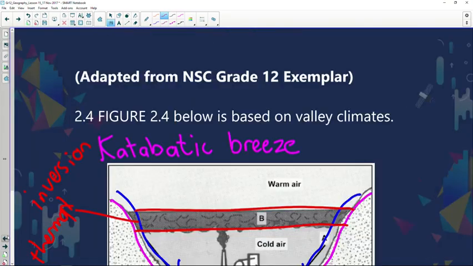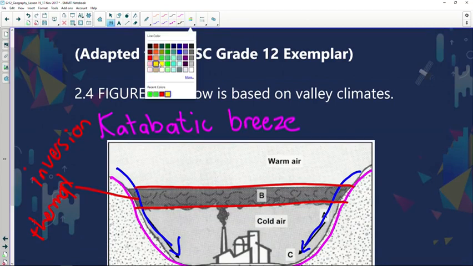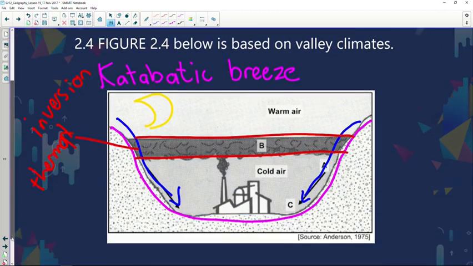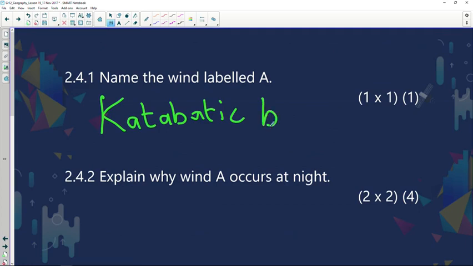Name the wind labeled A. As you can see, it's a katabatic breeze, it's air sinking downslope of the valley. Very importantly as well, I'm just going to draw a little moon over here because it happens during night time. So what's the type of breeze that we experience over there? Katabatic breeze.